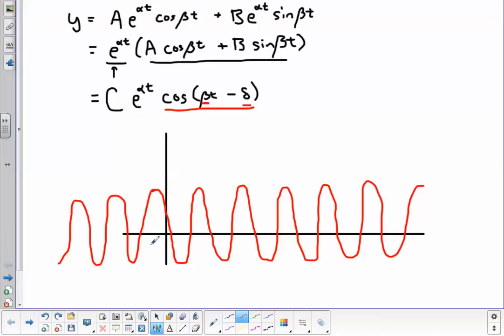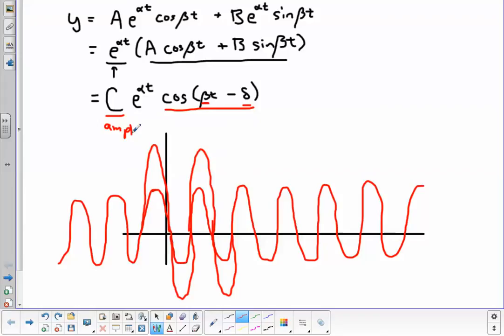Now, multiplying by c, of course, if c is bigger than 1, it'll just stretch it up and down. That will just make this go up higher and lower, etc. So that's controlling the amplitude. But now we have to talk about the exponential.